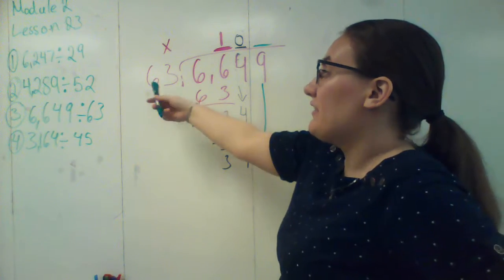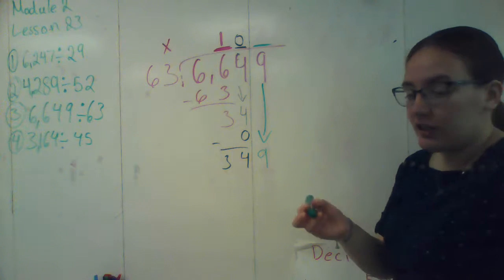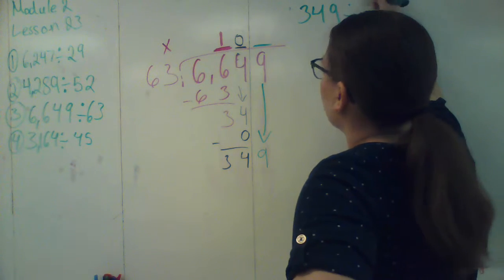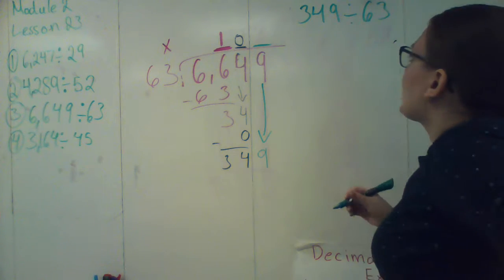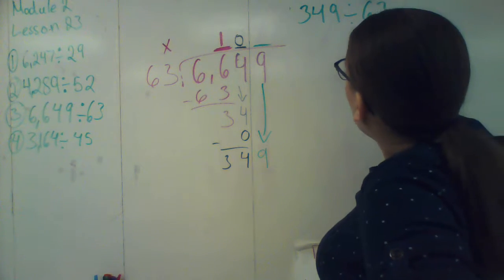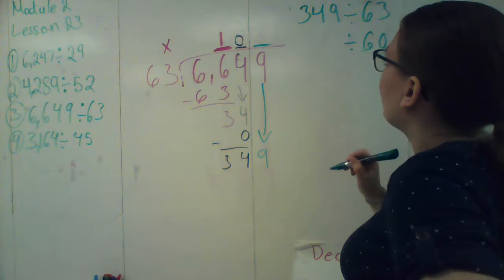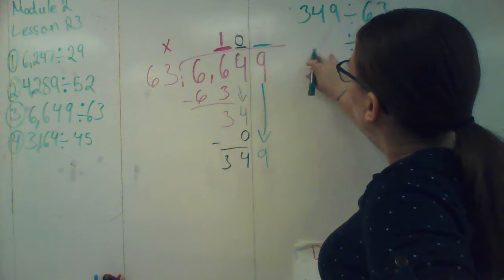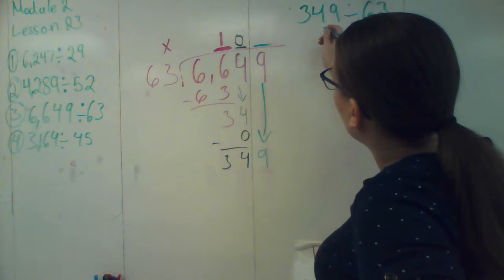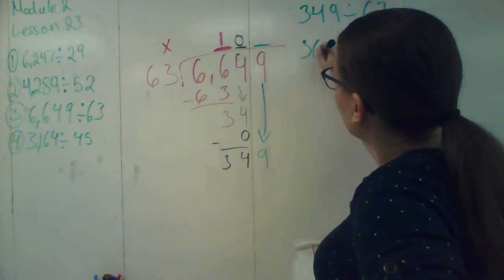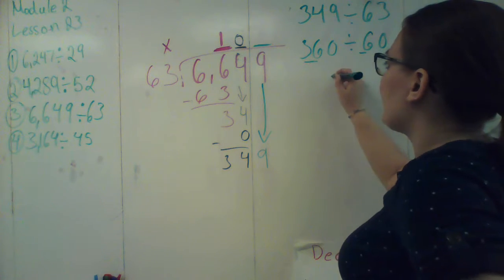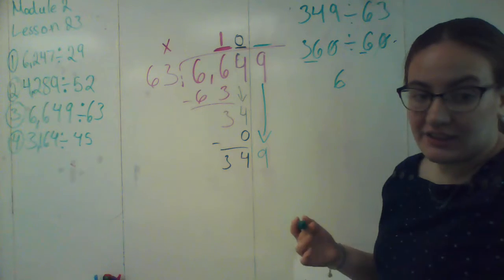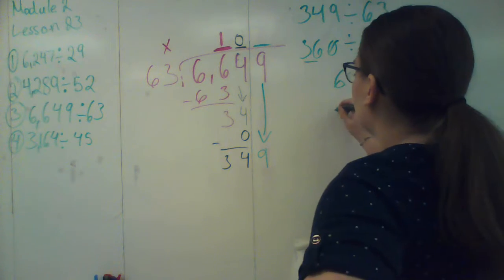So now I have to figure out how many times 63 can go into 349. So I'm going to go ahead and set up an estimation problem for this. Taking a look at this, I'm going to round this to 60, and then round this to 360. So 36 divided by 6, cross out those zeros, I get 6. So let's see if 63 times 6 will fit into 349.